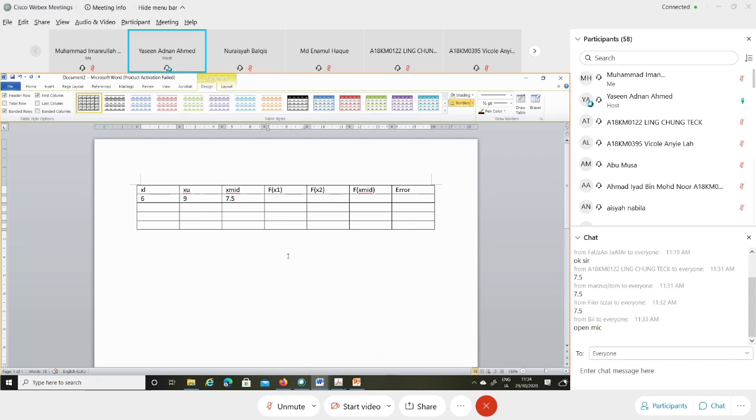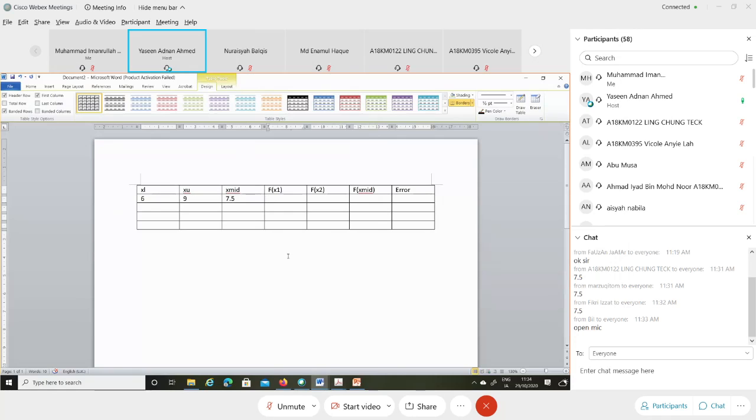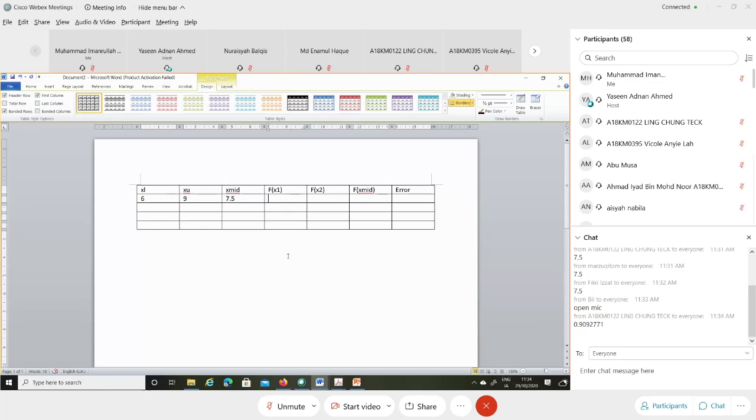If you have complicated equations, when you calculate in your calculator, make sure you put proper bracketing. Okay, bracketing is very important. 0.909, 9092771. Then f of x2, please. Just change the value of x. If you already programmed it in your calculator, change the value of 6 with 9.